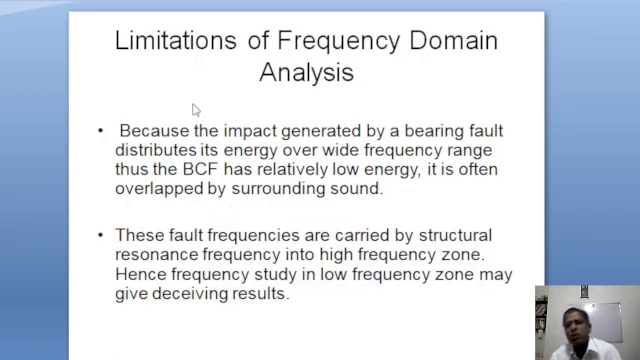Now what are the limitations of frequency domain analysis, or particularly what are the limitations of fast Fourier transform, that we will see. The impact generated by bearing faults or by any machine fault distributes its energy over a wide frequency range. Thus the bearing characteristic frequency has relatively low energy, and it is often overlapped by surrounding sound.